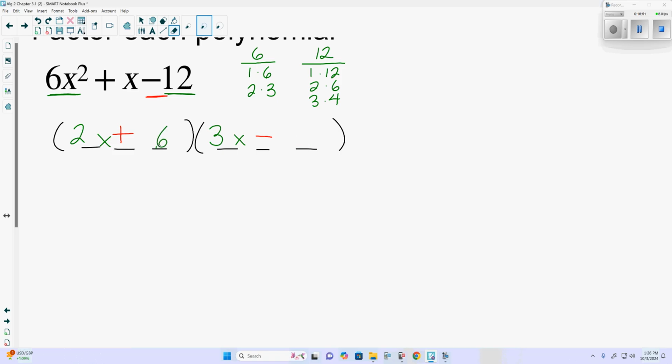Let's flip it. Let's just say 6 and 2. 3x minus 2 has no greatest common factors. But 2x plus 6 does. So 2 and 3 and 1 and 12, we know neither one of those work. 2 and 3 and 2 and 6, neither one of those work. 3 and 4. I can't have 2x and 4 together. We can't have 3x and 3 together.